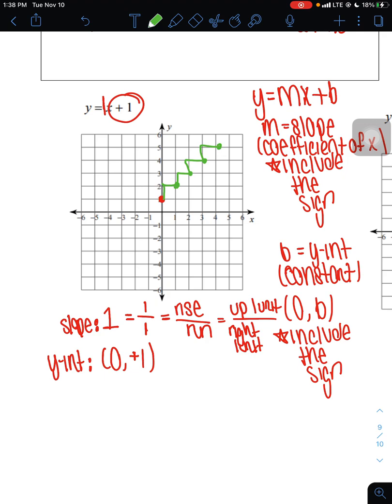Ooh. That one really wasn't on the line. So these green dots represent my line. Oh my Jesus.